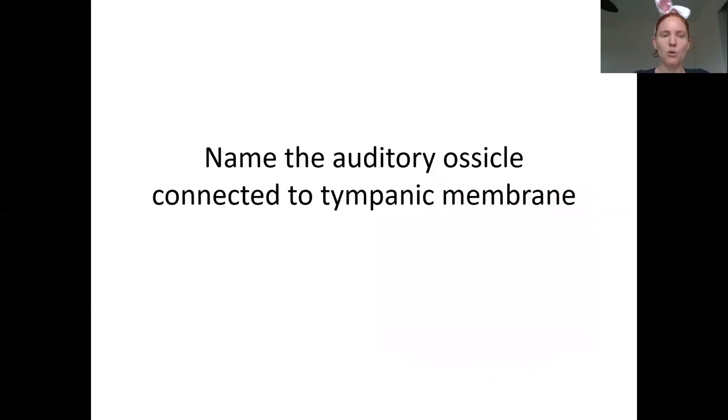Okay. So what was the name of the auditory ossicle connected to the tympanic membrane? So remember, ossicles, that's one of those three tiny bones. That's the name of them collectively. Which one is connected to the tympanic membrane? That would be the malleus.